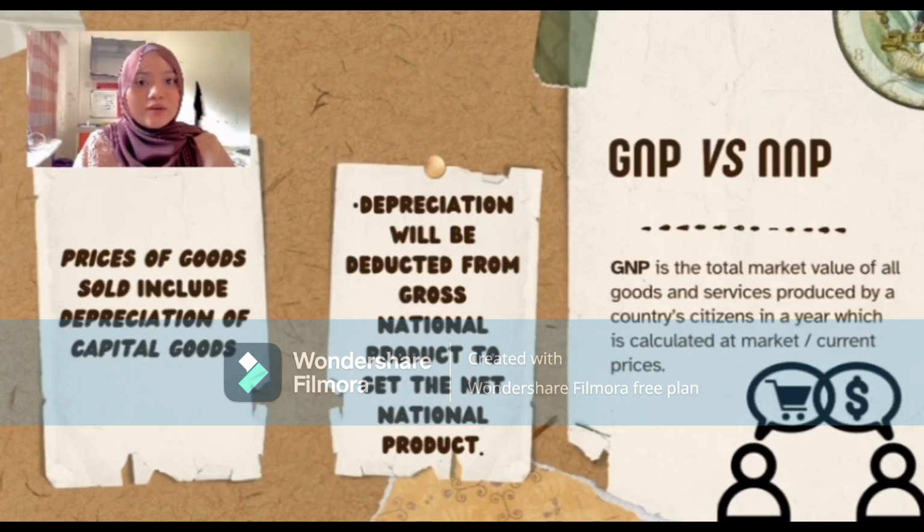GNP versus NNP. GNP is the total market value of all goods and services produced by a country's citizens in a year, which is calculated at market or current price. The price of goods sold includes depreciation of capital goods.